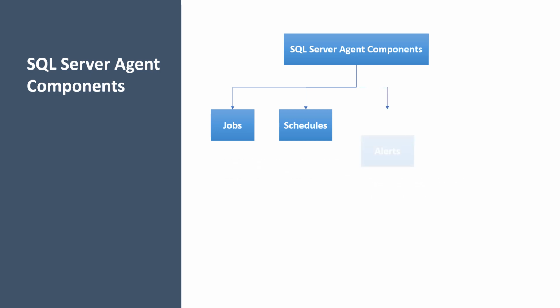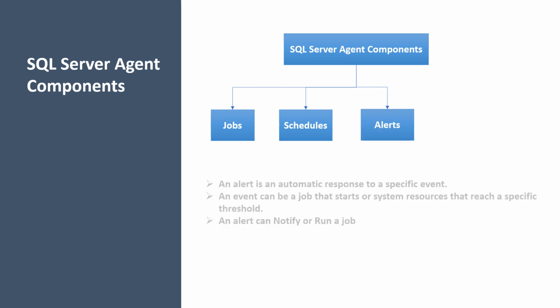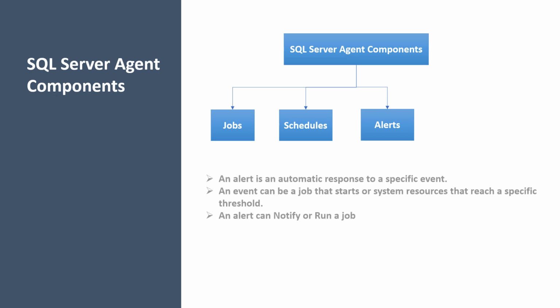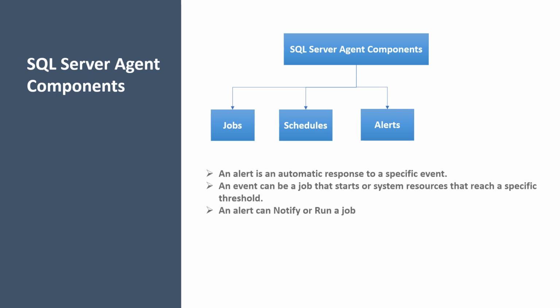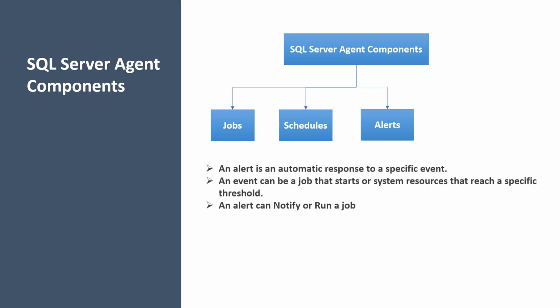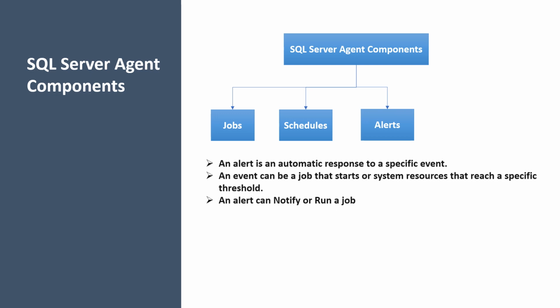The third is the Alerts component. An alert is an automatic response to a specific event. An event can be a job that starts or system resources that reach a specific threshold. An alert can notify or run a job.